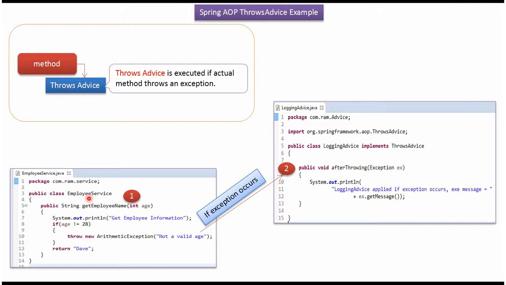Here I have defined a class EmployeeService. It has a getEmployeeName method which accepts age. If age is not equal to 28, then it throws an exception.